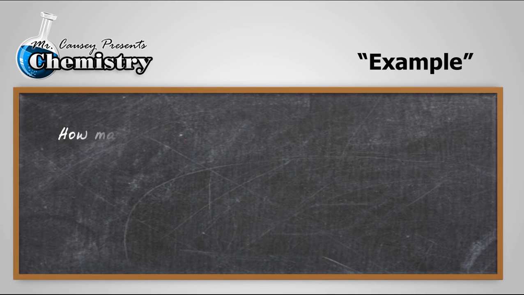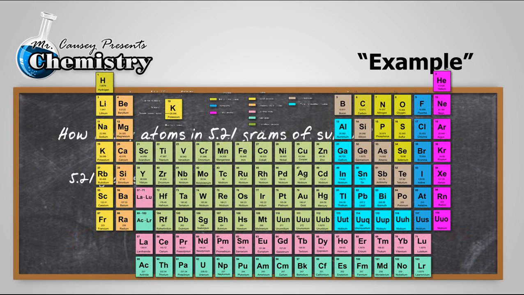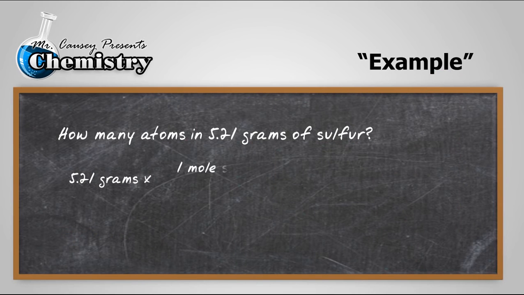Let's look at another example. How many atoms in 5.21 grams of sulfur? There's my grams. Now I want to change to atoms, so I'm going to have to go to moles and then particles. There's no direct way from grams to particles, but I can go from grams to moles to particles. So I'll go to my periodic table, get my molar mass, and sulfur is 32.07 grams. I know I have it set up right because grams cancel out.